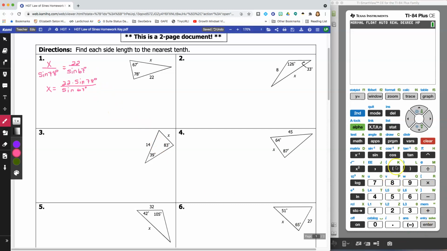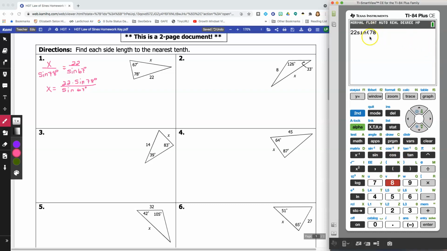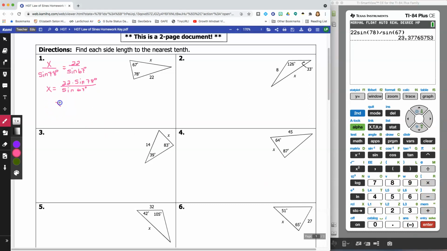Then I go to my calculator and type this in, because I am told to find this to the nearest tenth. So it's 22 sine 78. Notice when I type the sine, that first parenthesis came in, so I need to make sure I close the parenthesis before I start dividing. So 22 times the sine of 78 degrees divided by the sine of 67 degrees is approximately 23.4. It is approximately because we are rounding, and it's 23.4 because the 7 in the hundredths place rounds the 3 in the tenths place up.